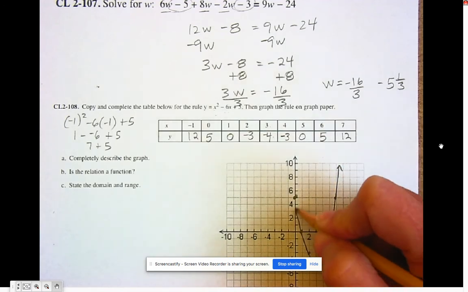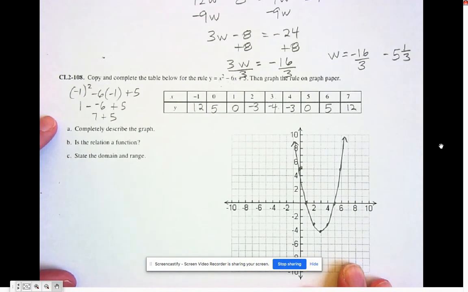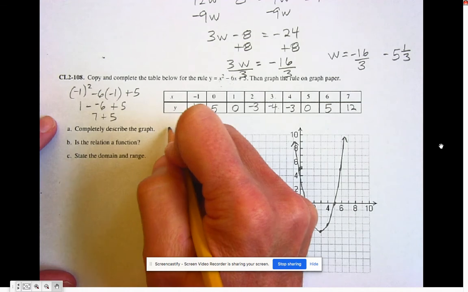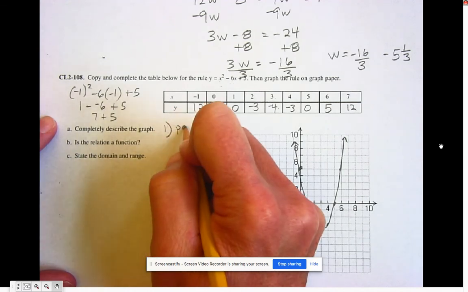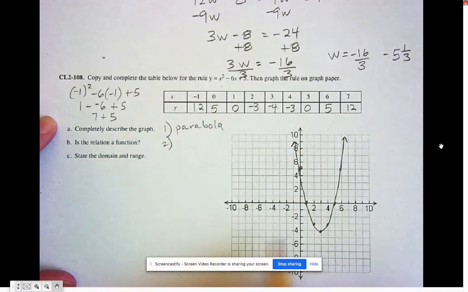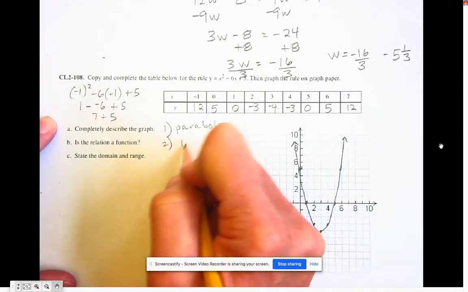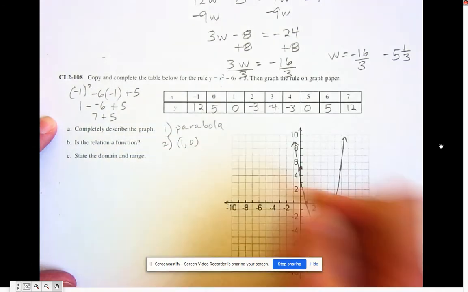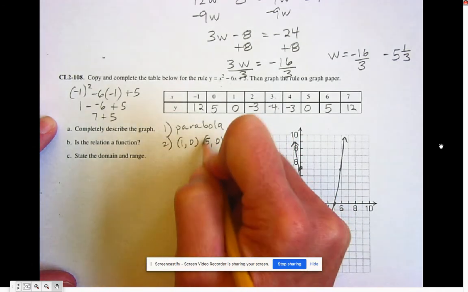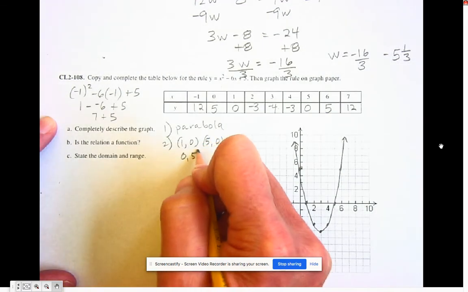Okay, so describing, didn't we talk about maybe 5 things to describe the graph with? So let's see, the shape, parabola, intercepts: it touches the x-axis at (1, 0) and (5, 0). The other special point would be the y-intercept, which is at (0, 5).